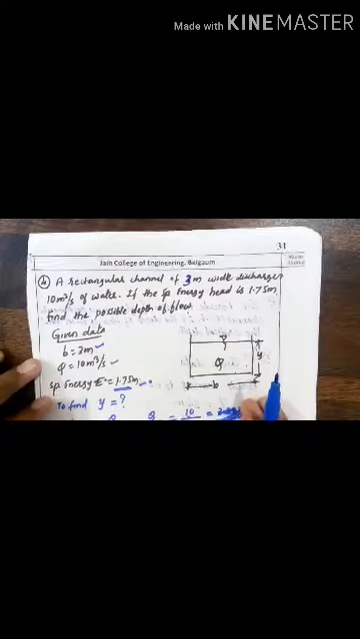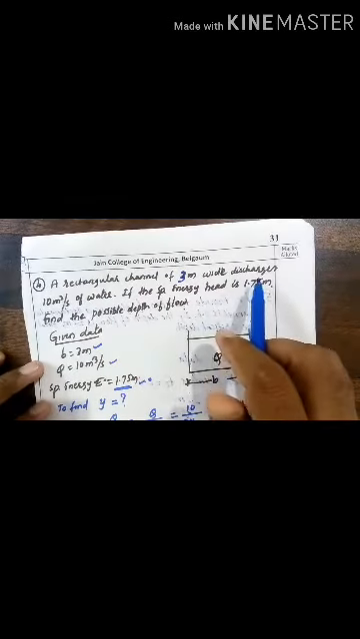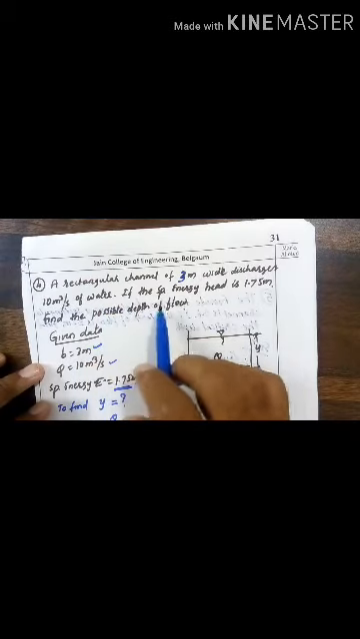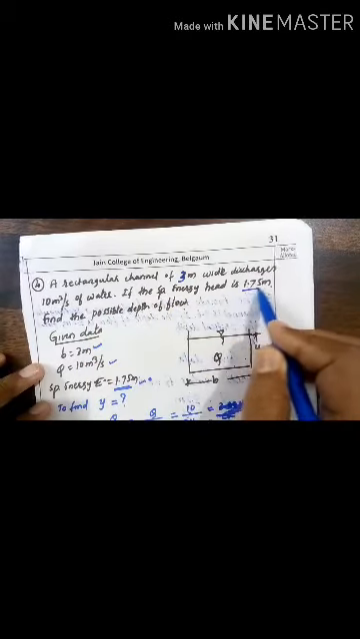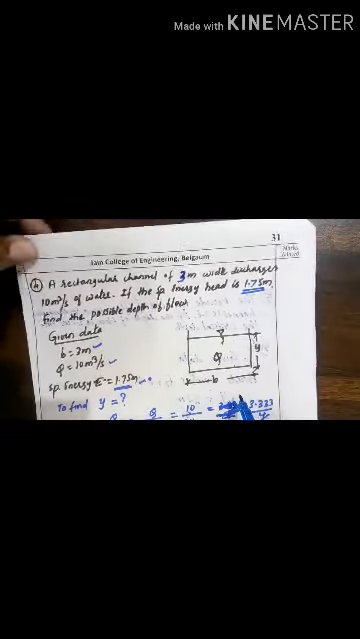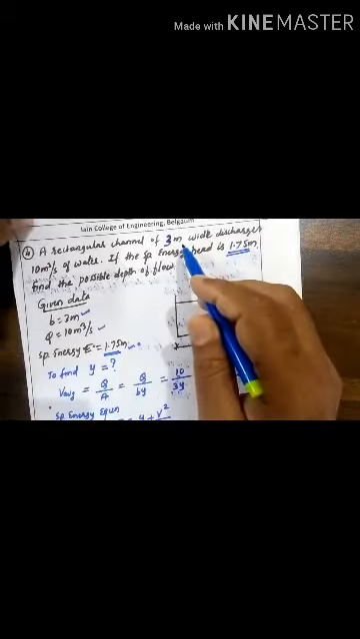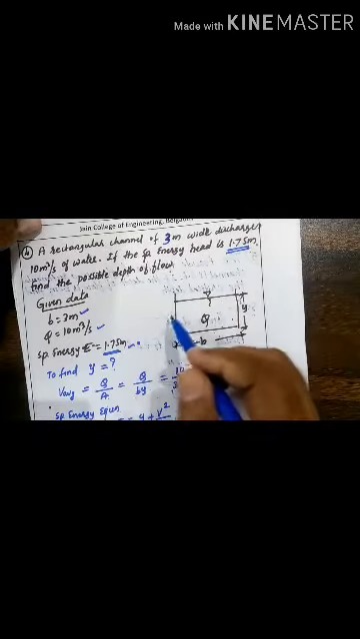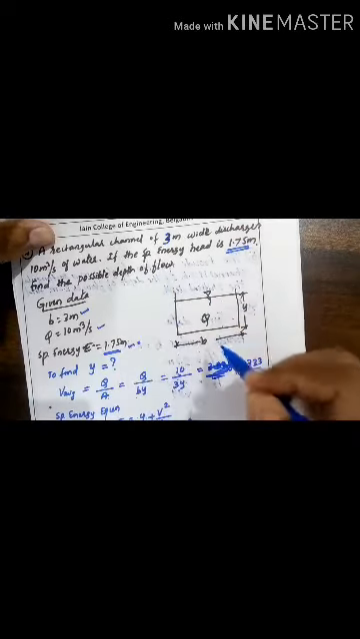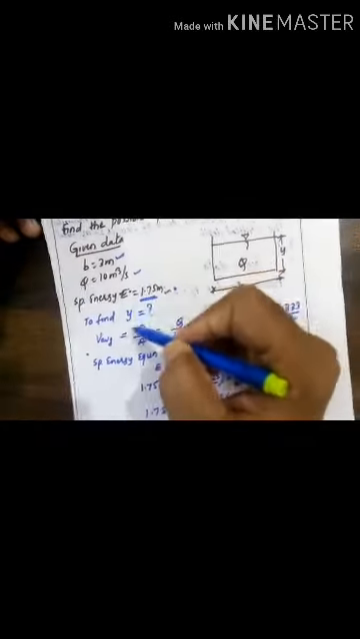Let us take one more problem. That is a rectangular channel of 3 meter width discharges 10 meter cube per second of water. If the specific energy head is 1.75, find the possible depth of flow. So in this problem, a channel section is given, the width of the channel is given, discharge is given, and specific energy head is given. The question here is what would be the depth of flow in the channel. So here write all the given data once again.